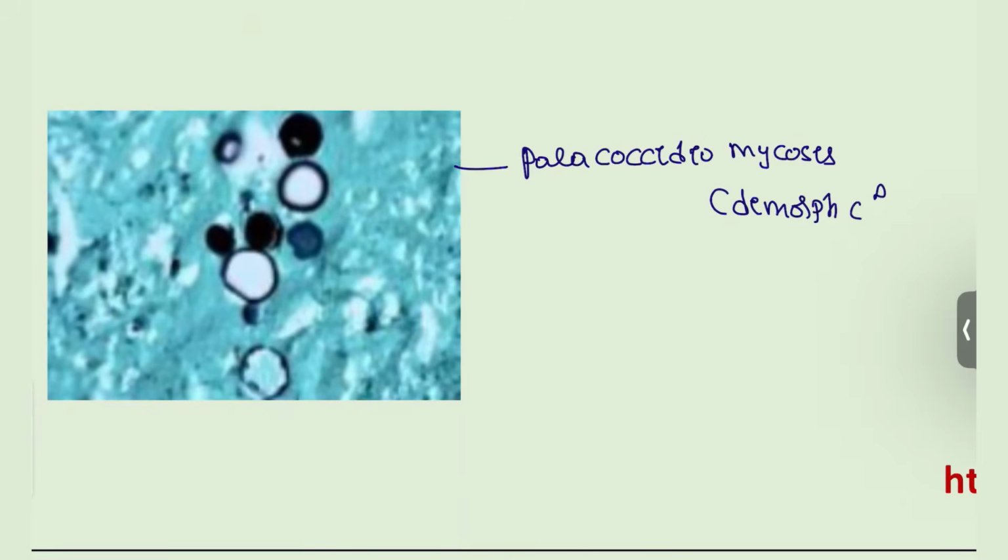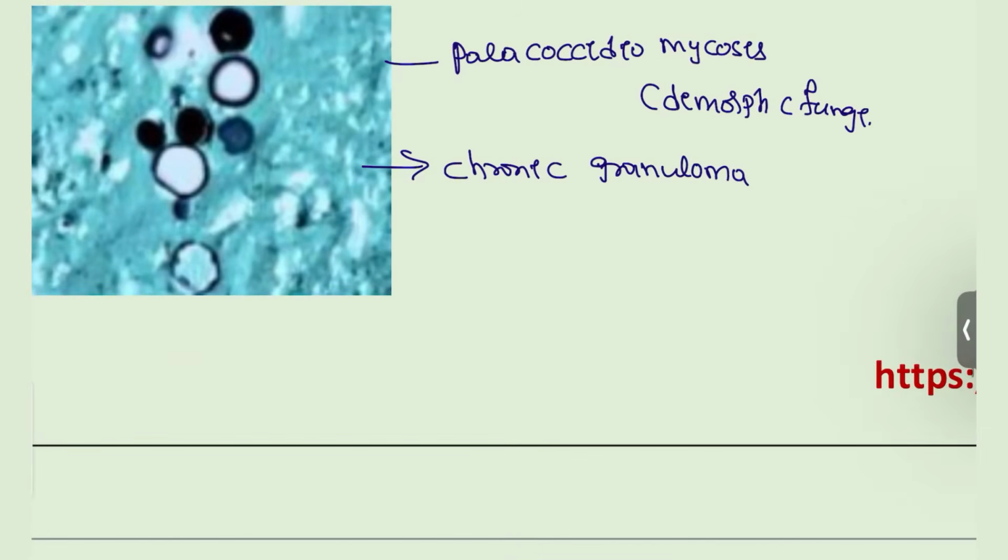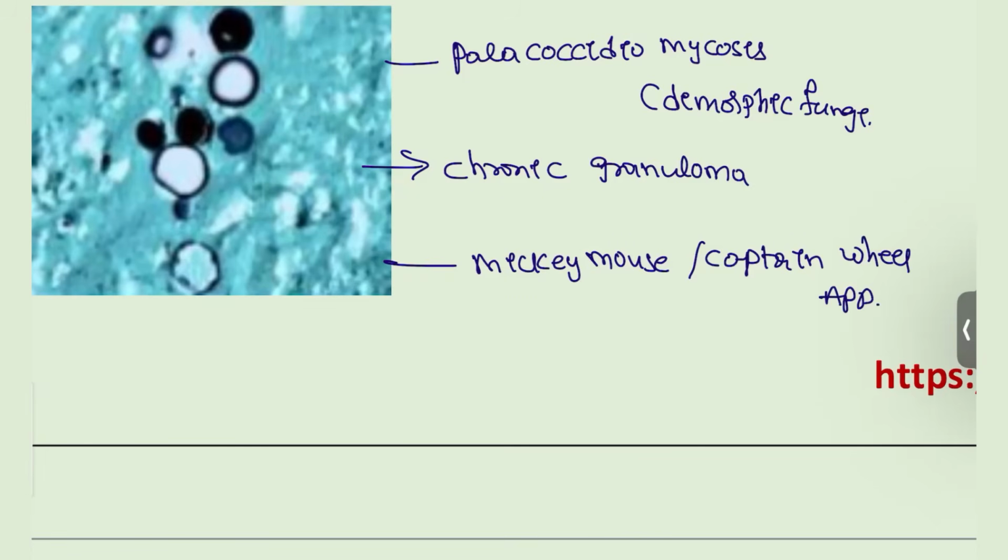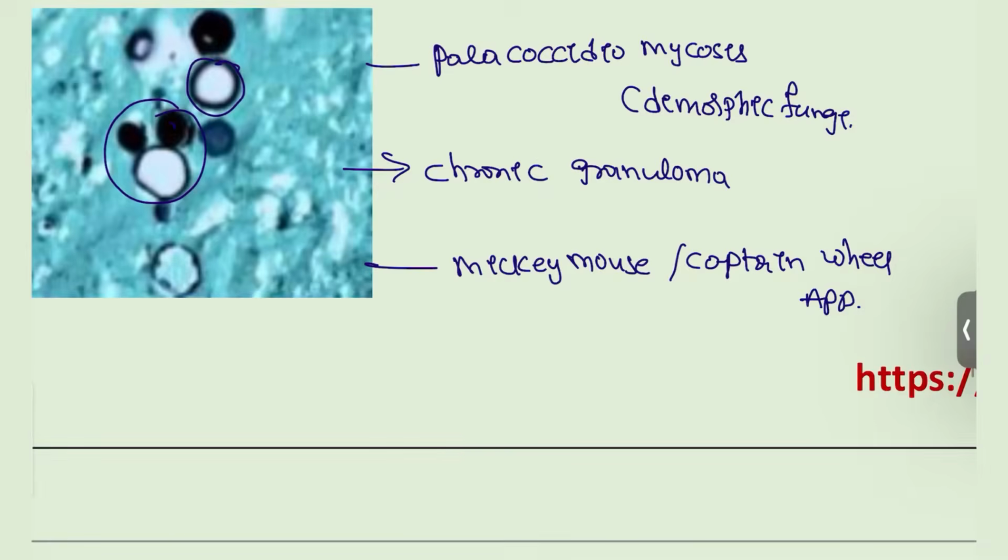Next one. This is paracoccidioidomycosis. This is known as a dimorphic fungus, where it will be causing chronic granulomas. Chronic granulomas will be affected in the body, and this is seen as a Mickey Mouse or Captain's Wheel appearance. This is known as a Mickey Mouse or the Captain's Wheel appearance when we are going to see it.